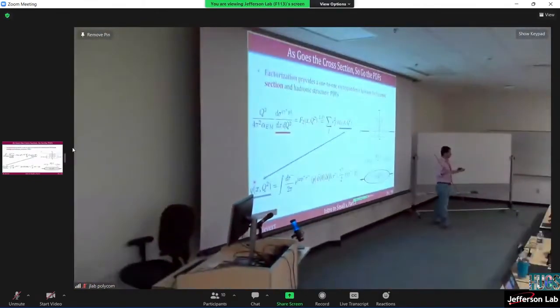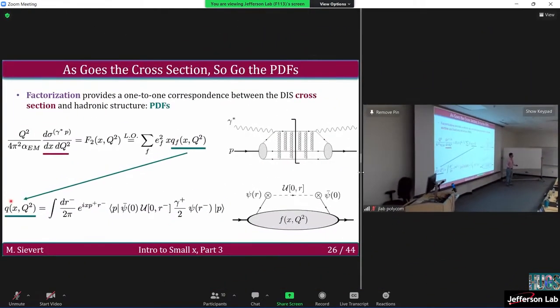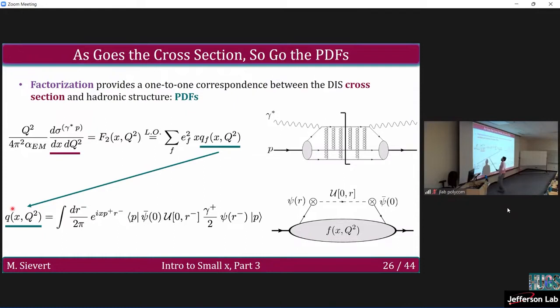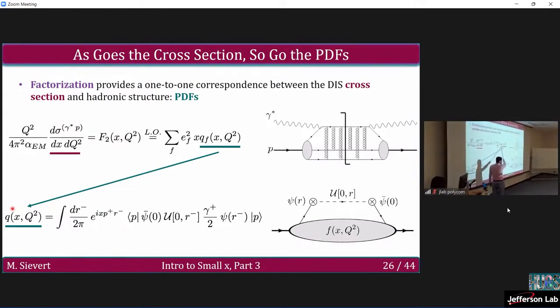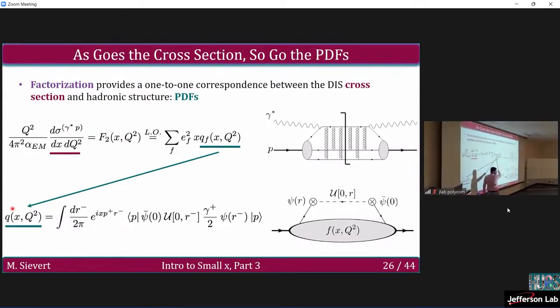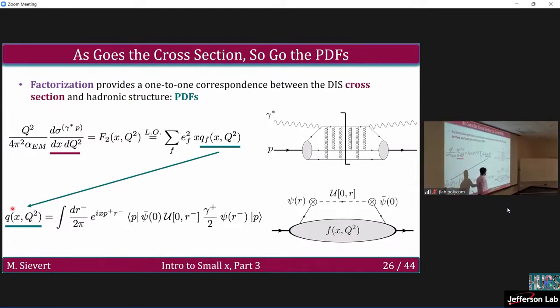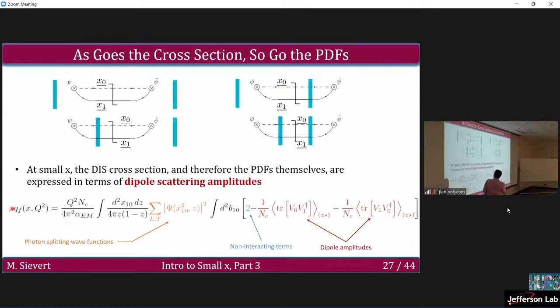So if the DIS cross-section changes qualitatively when you go to small x, so do the PDFs. The PDFs and the cross-section are related one-to-one by collinear factorization. So if I know this cross-section changes from knockout DIS to dipole DIS, well, I guess my description of the PDF itself is also changing from being something that looks like psi bar gamma psi knockout process that looks like this to sort of an operator that looks like this.